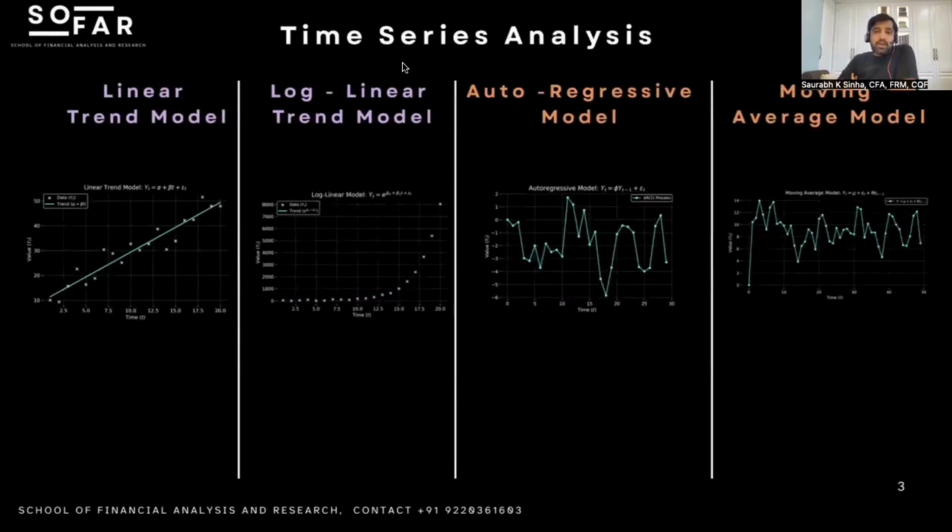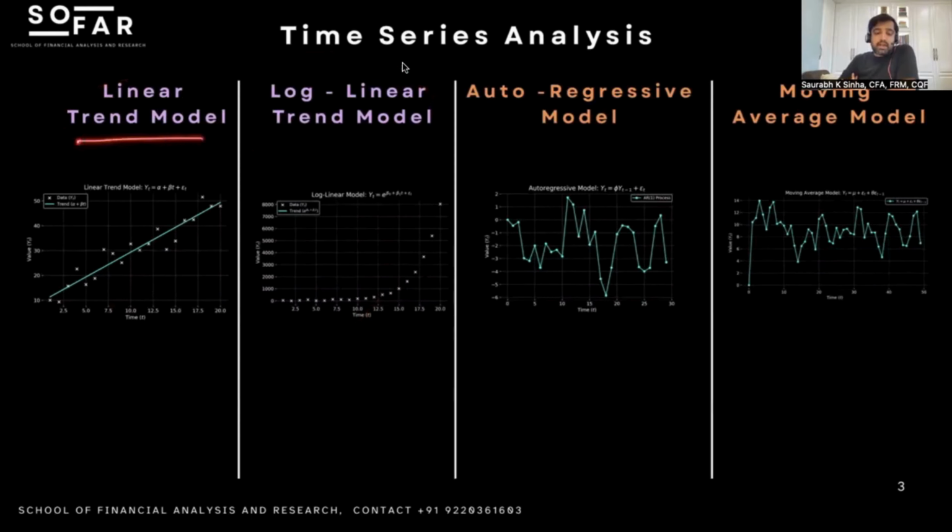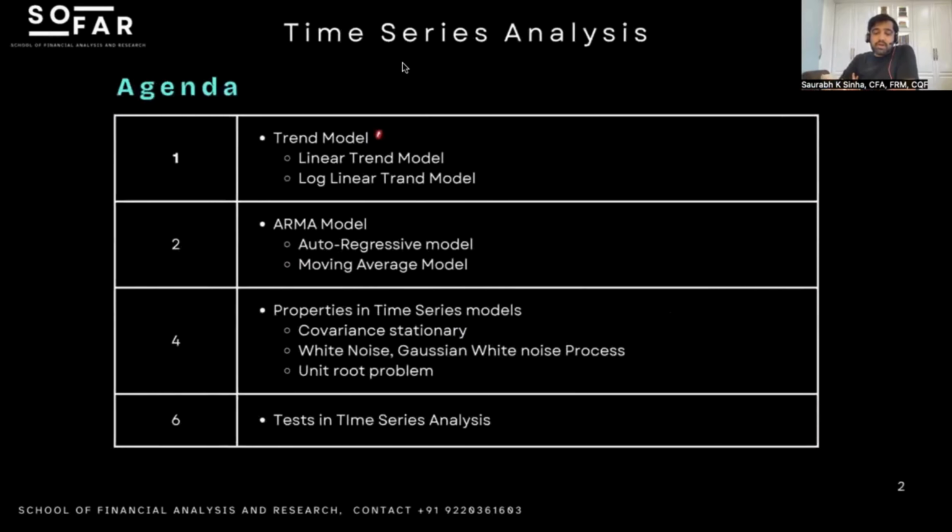So first of all, we'll understand these models. Linear trend model, log linear trend model. The linear trend model and log linear trend model fall under the category of trend model. And then you have the ARMA model, where you have AR, which stands for autoregressive, and MA, which stands for moving average model. So first of all, we'll try to understand these four models.